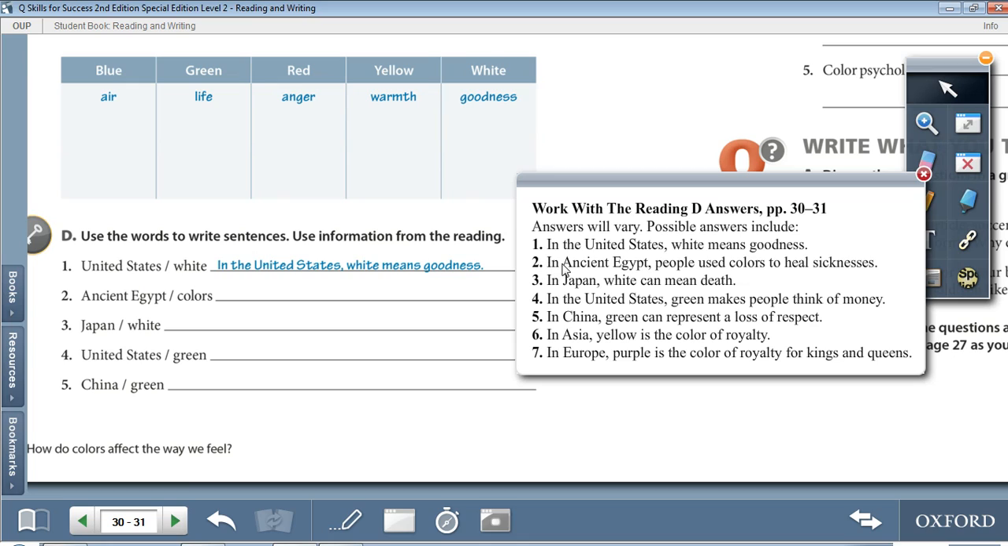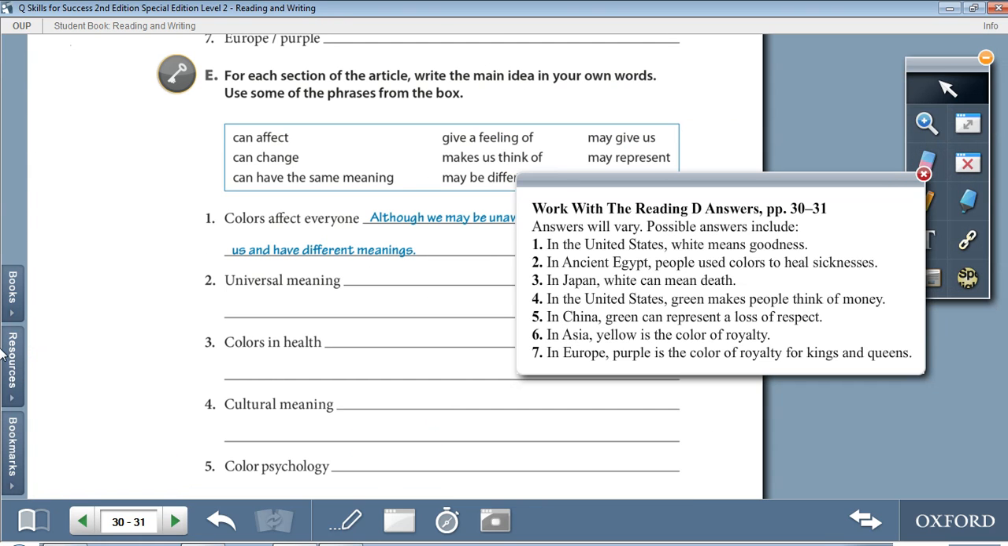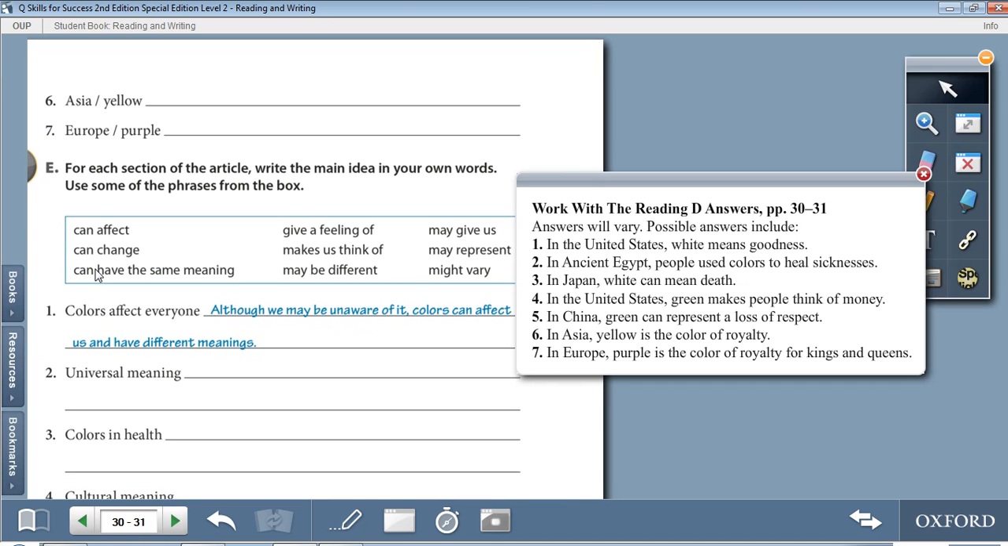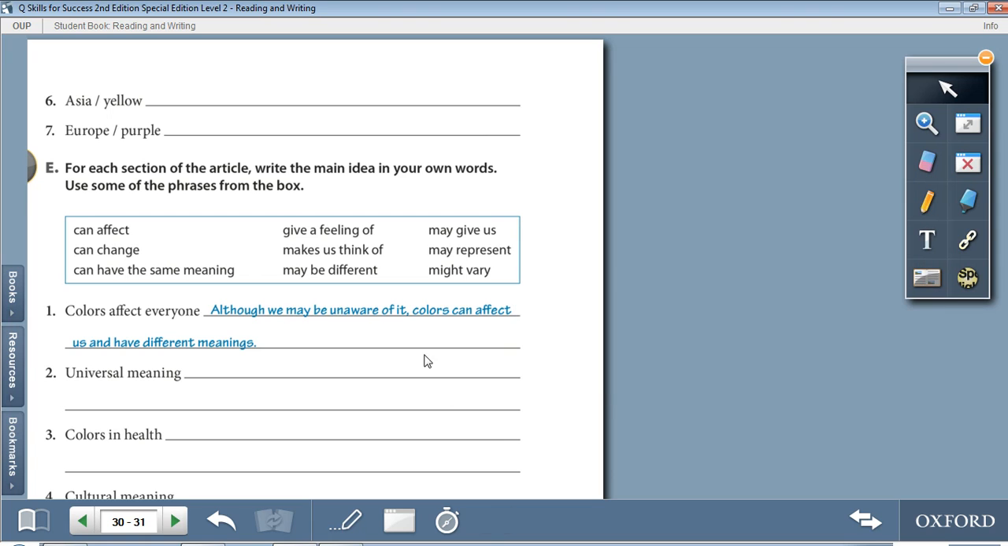2. In ancient Egypt, people used colors to heal sickness. 3. In Japan, white can mean death. 4. In the United States, green makes people think of money. 5. In China, green can represent a loss of respect. 6. In Asia, yellow is the color of royalty. And 7. In Europe, purple is the color of royalty for kings and queens.